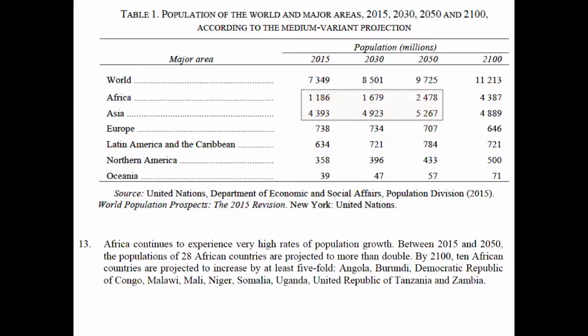Let's see where the most critical areas are in which a change is needed. Well, as you can see here, we have parts of Africa and parts of Asia, which will have, and have already, a huge growing population, while Europe, Latin America, Northern America, and Oceania are more or less stable. So the challenge is in these two continents.